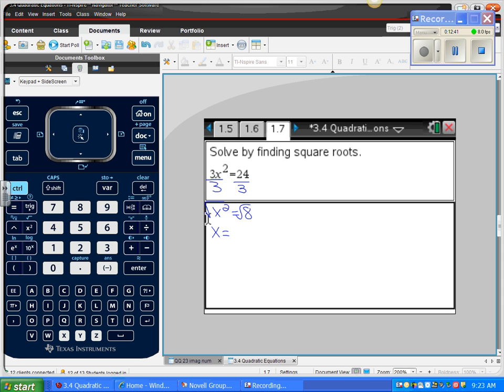Now, be careful. Remember, square root's always plus and minus. I just took the square root of both sides. And then we can break down 8 to be 4 and 2. So we get x equals plus and minus 2 square roots of 2. What do you think? Easy, right? Not so bad.